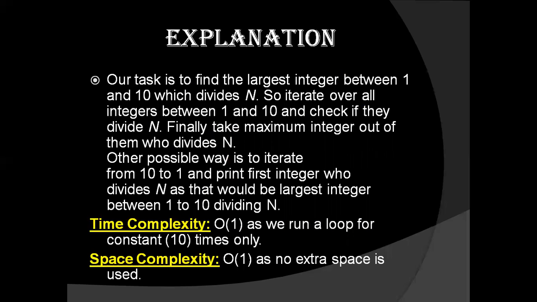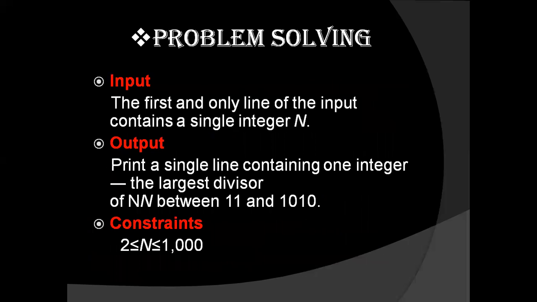Another possible way is to iterate from 10 to 1 and print the first integer which divides n, as that would be the largest integer between 1 and 10 dividing n. So, this is another possible way we can try. Time complexity is O(1), as we run a loop for a constant 10 times only. Space complexity is also O(1), as no extra space is used. So this is our problem.